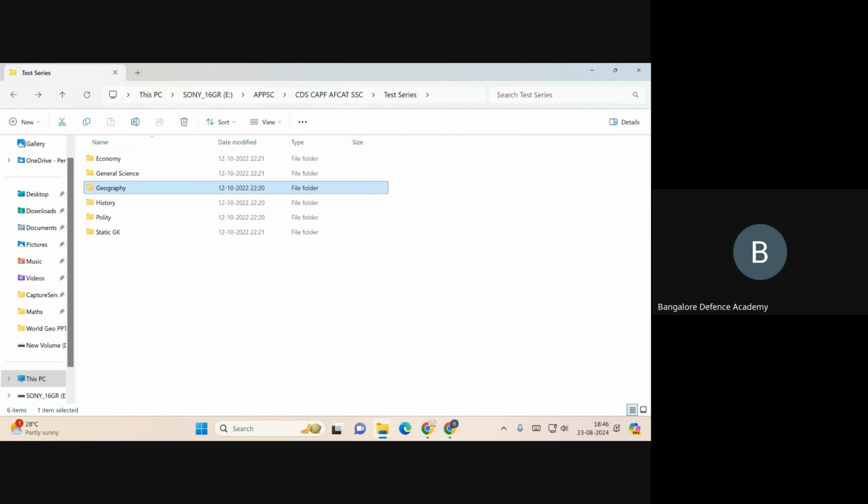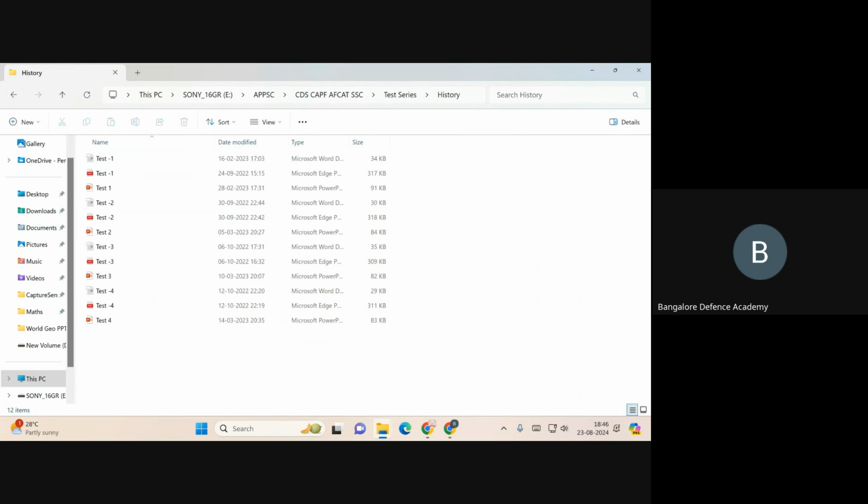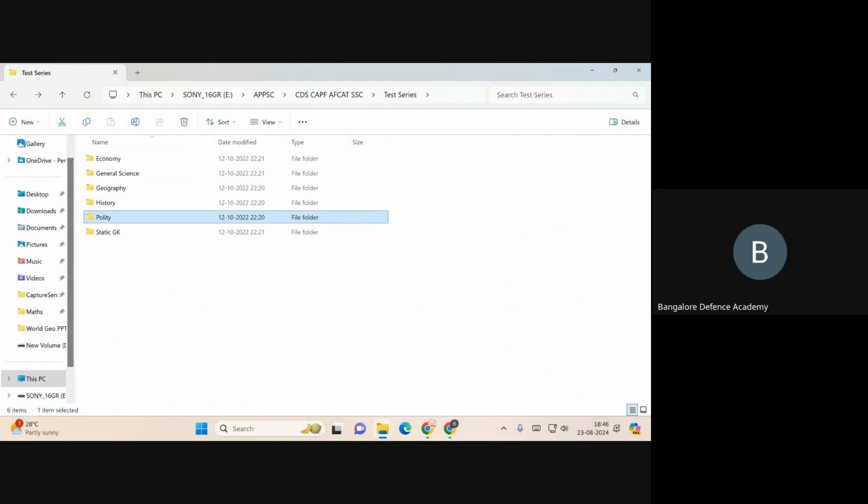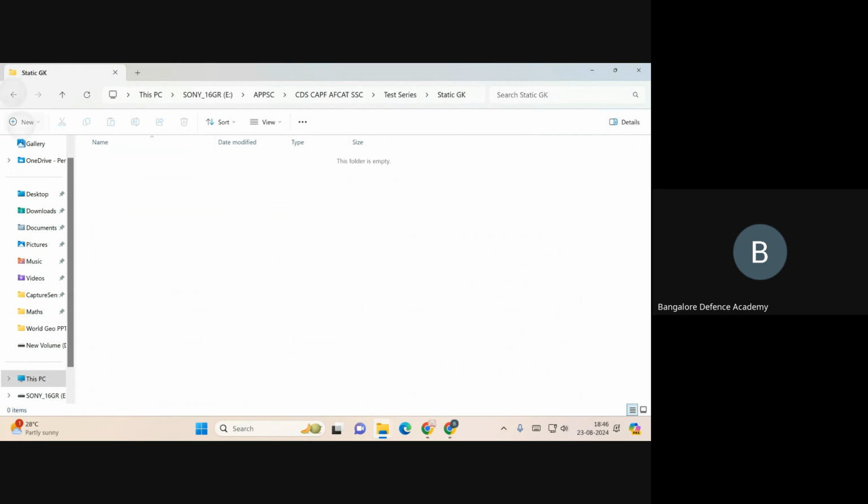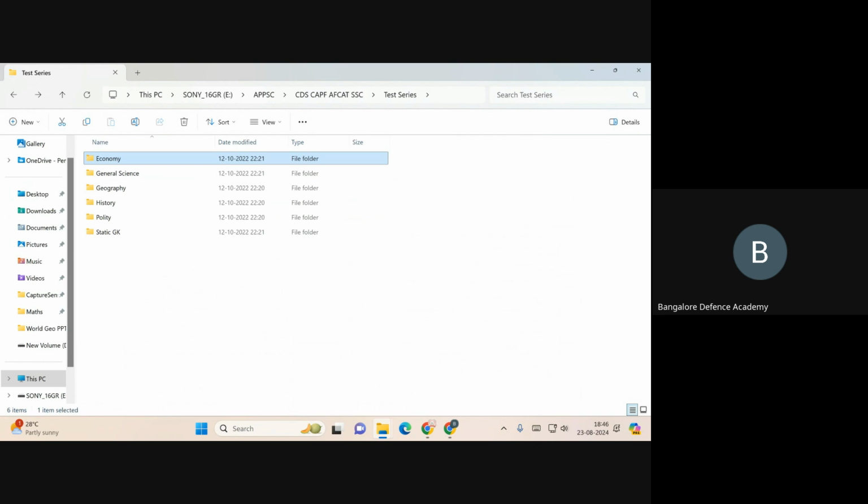See, these are for history. This is for the polity. Okay, strategic I didn't make it. And for economy I didn't make it. For general science I made some.